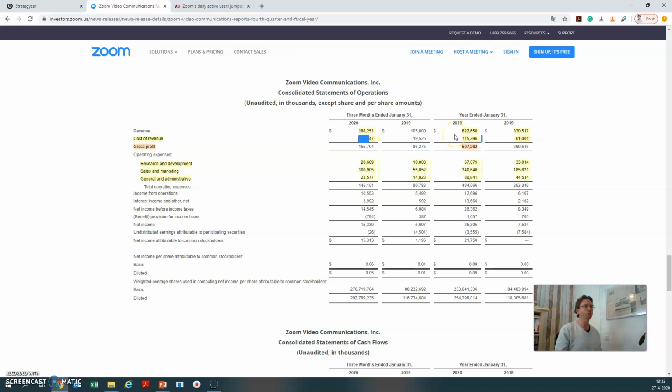We see that Zuma's had revenues of $622 to $623 million US, and you can see the cost of making those revenues by the platform were roughly $115 million. I just quickly calculated, but this is roughly 18% of the revenues, which is very, very low.